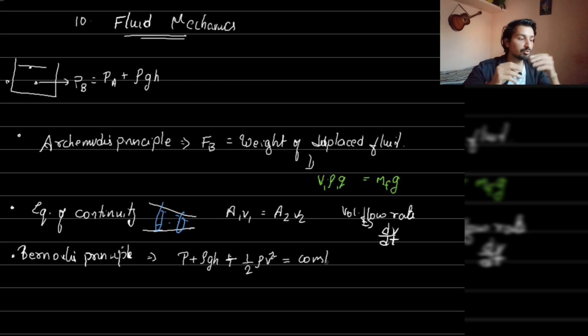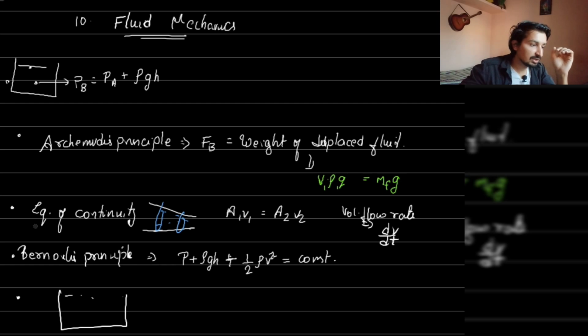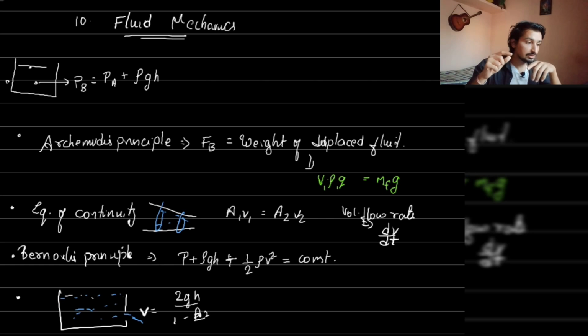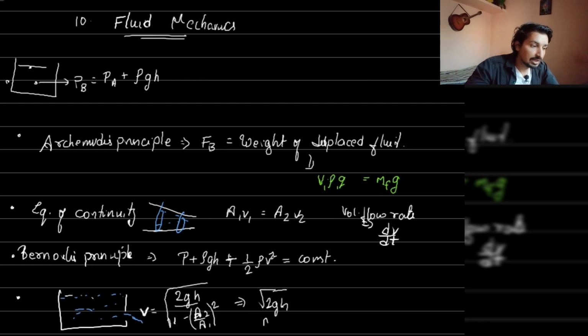And the velocity of water coming out of any tub if there is a hole: what is the velocity at which water will come out from the hole? That will be equal to the square root of 2gh divided by 1 minus the square of area 2, the bigger area, the top area, by area 1, the area of the hole. If you take the root of that whole equation, you will get the velocity, and generally it is root 2gh.